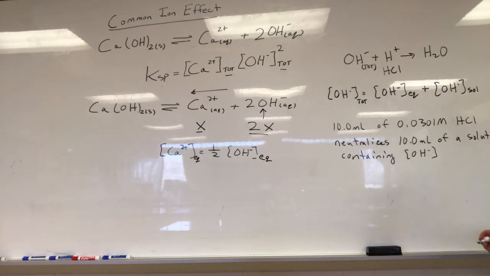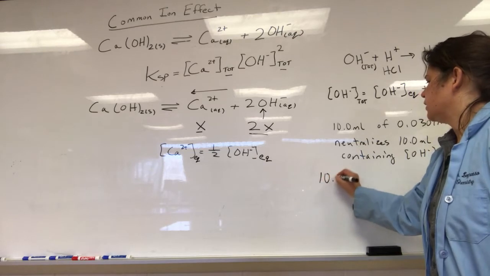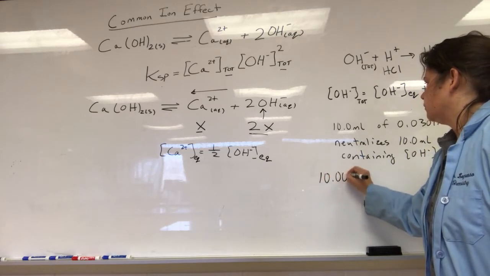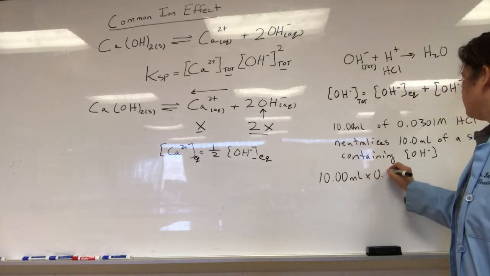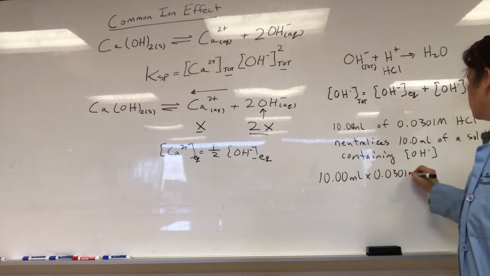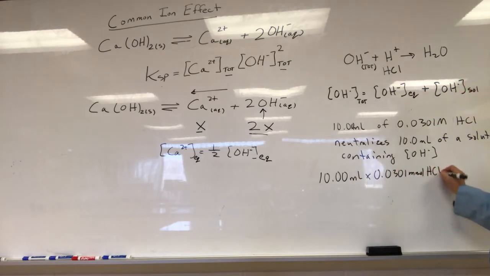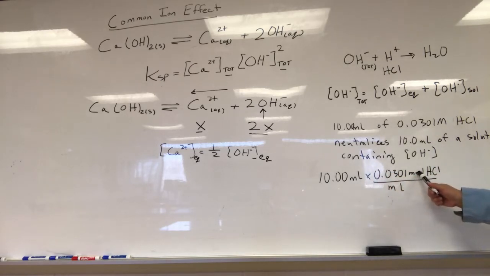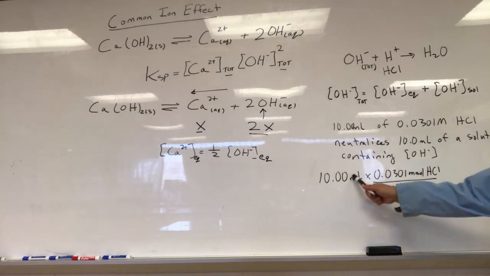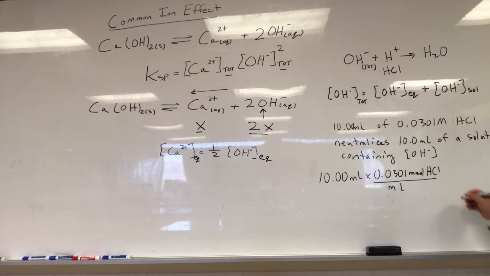So we know if we take the 10 milliliters of the substance that we know, we're going to use a burette, so we can use 2 decimal places here. Multiply that by the concentration of the hydrochloric acid, using units. The concentration can be expressed in millimoles per milliliter. That allows me to not have to switch out of milliliters. That's going to equal the concentration of the hydroxide ion that we're neutralizing, because it's a 1-to-1 reaction.